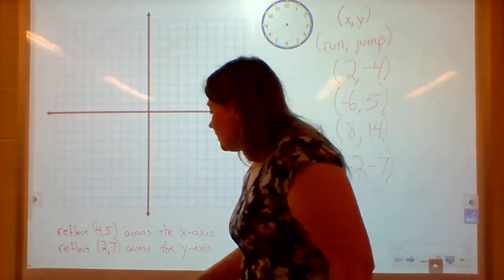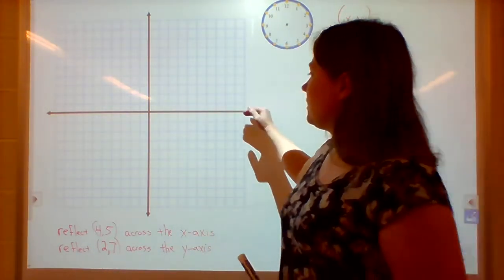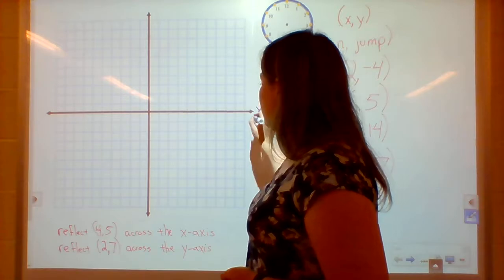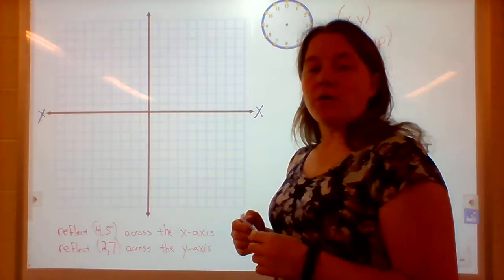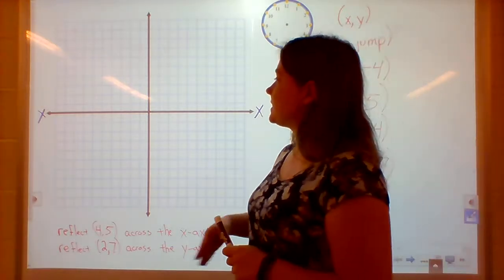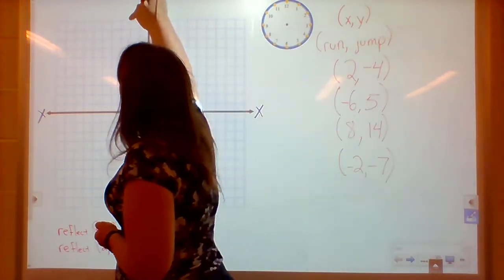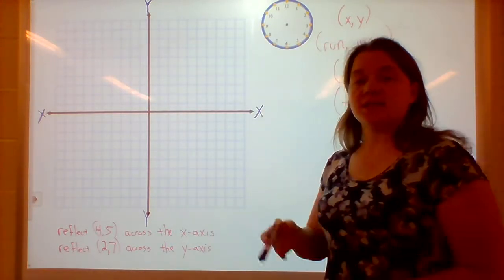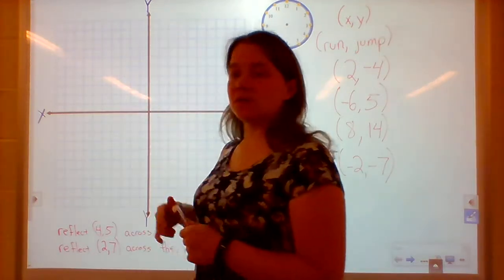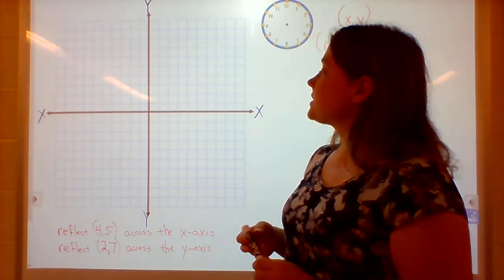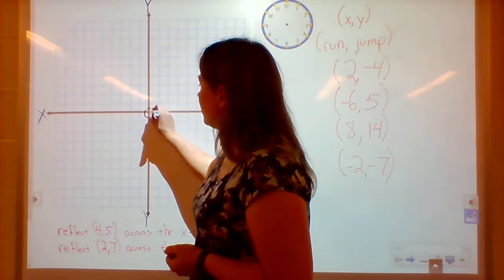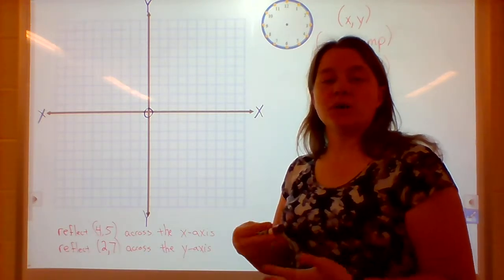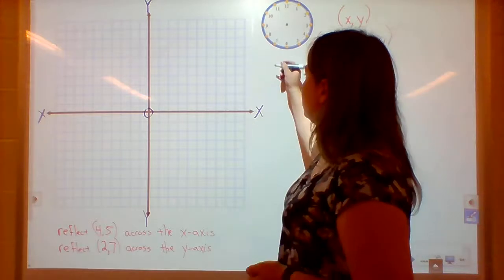So, because X is run, and you run along the horizontal axis, that makes this the x-axis. And Y is jump, so Y is the up and down or the vertical axis, which you can also remember by writing the Y so that it has that vertical part in it, right there, that just goes up and down. What you also need to remember is that this right here, where the x-axis and the y-axis meet, that's called the origin, and that's always 0, 0.